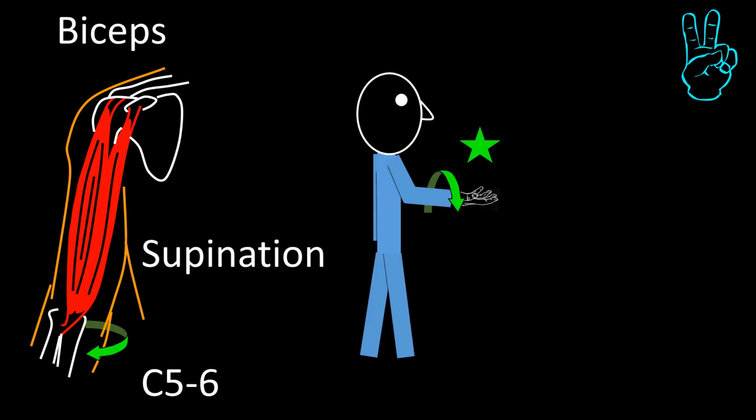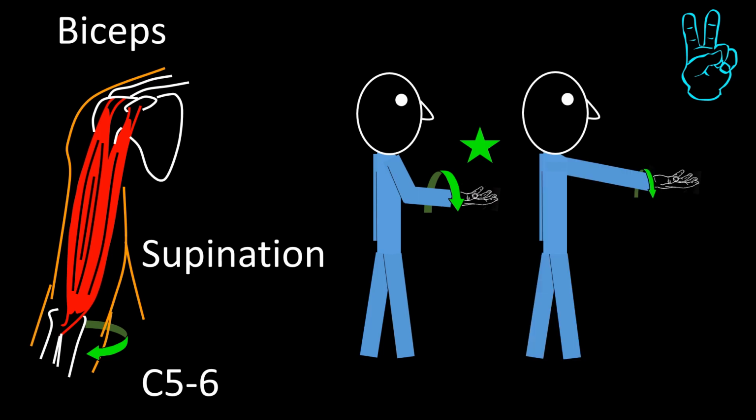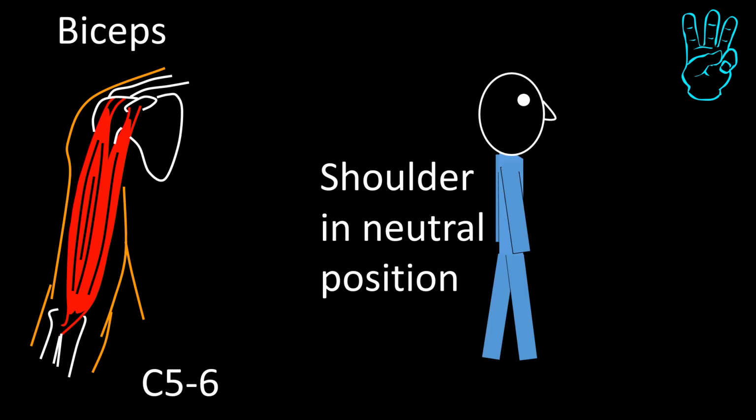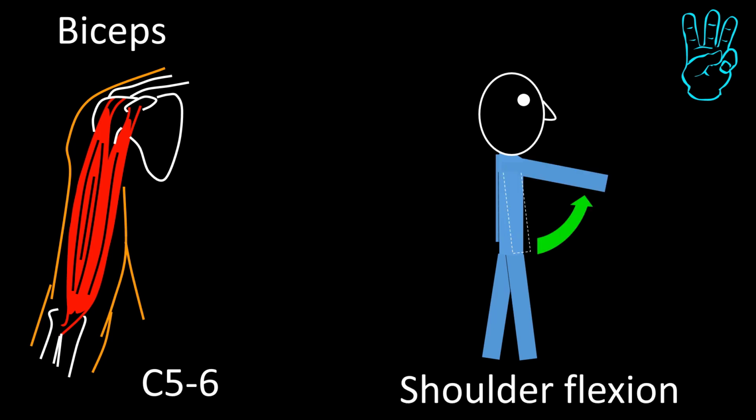The second action is supination. The biceps supinates better when the elbow is flexed than when the elbow is extended. In this regard, it is the opposite to the preference of the supinator, which works better when the elbow is extended. The third action of the biceps consists, from shoulder in neutral position, of shoulder flexion.